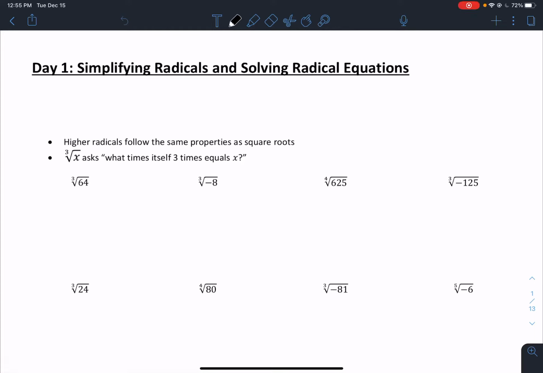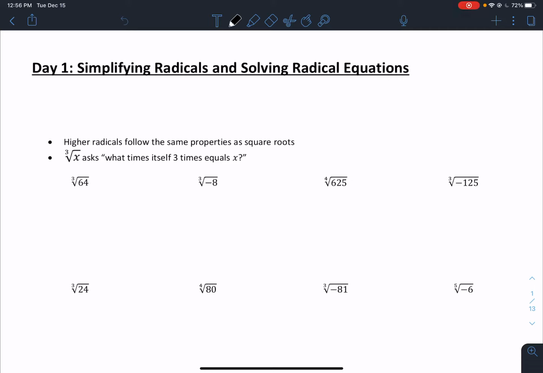Hello, everybody. All right, so today we're going to be looking at simplifying radicals and solving equations with them. Okay, and to start with simplifying, we're going to be not just looking at square roots like we have been all year so far. We're also going to be looking at cube roots, fourth roots, fifth roots, whatever root. All right, these rules just generalize.